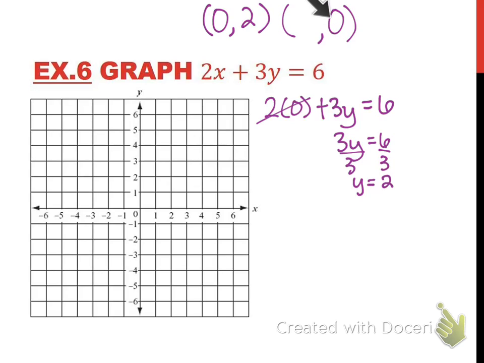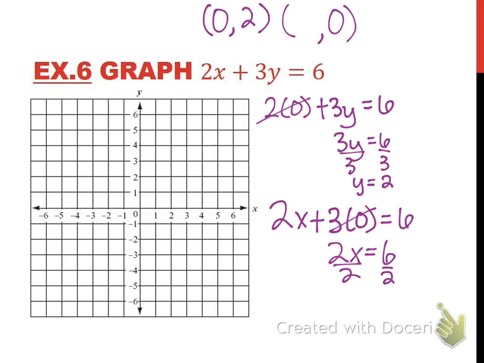To find my other point, this time I'm plugging 0 in for y. So I'll have 2x plus 3 times 0 equals 6. This time, what am I getting for x? 3. A 3. That cancels out. We solve by dividing. x equals 3.